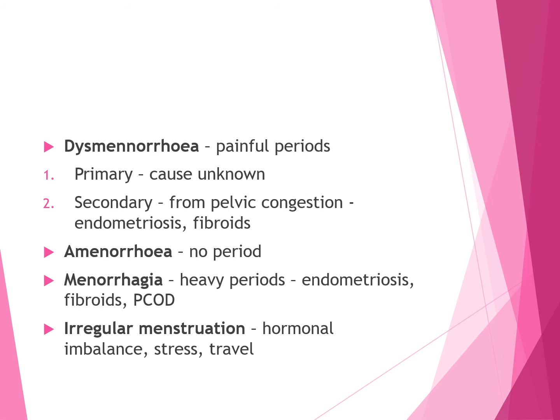Then irregular menstruation. The menses come after 15 days, 1 month, 2 months, 1 month before, like this. It is because of hormonal imbalance, stress, traveling, and also in menopause.